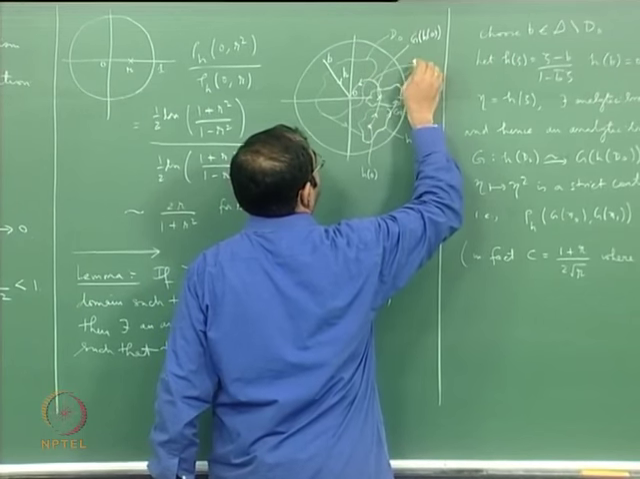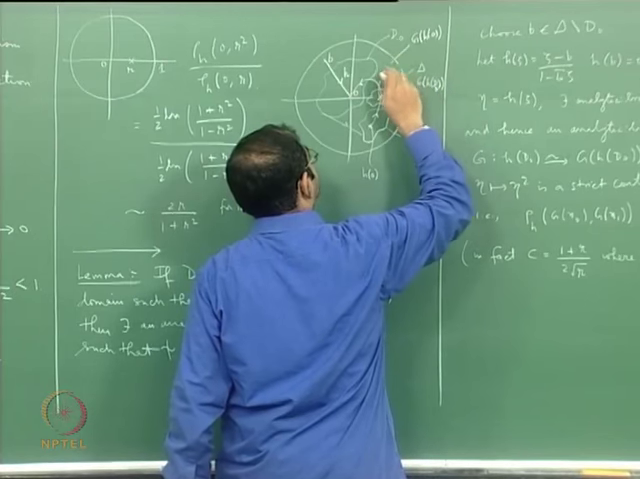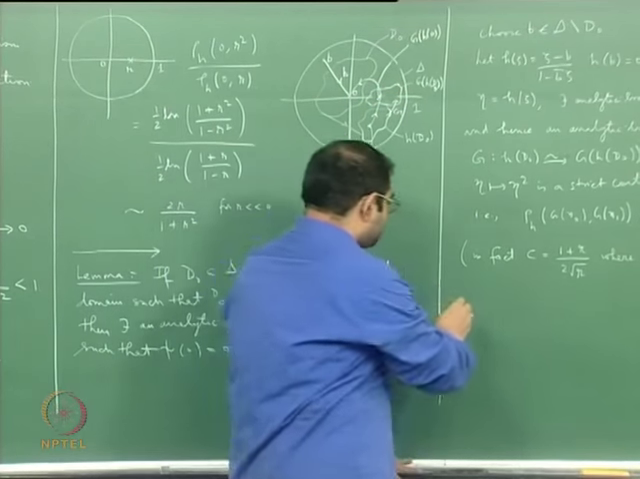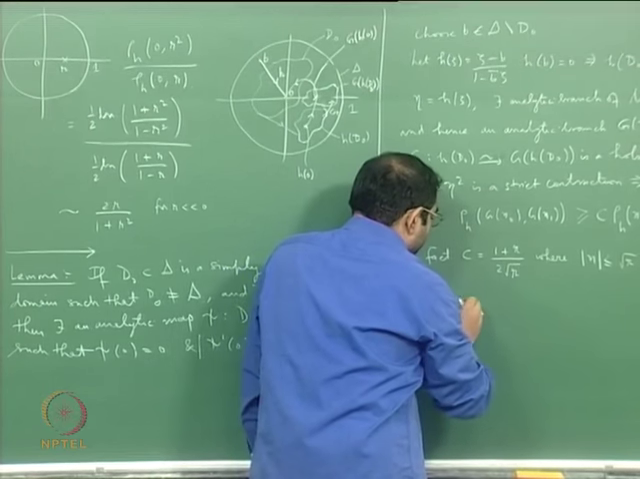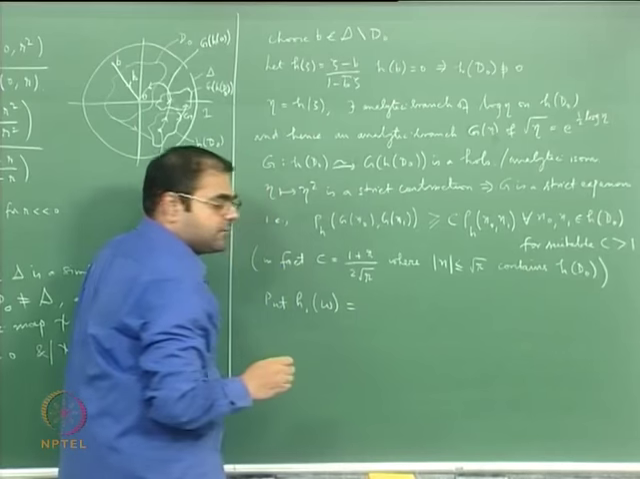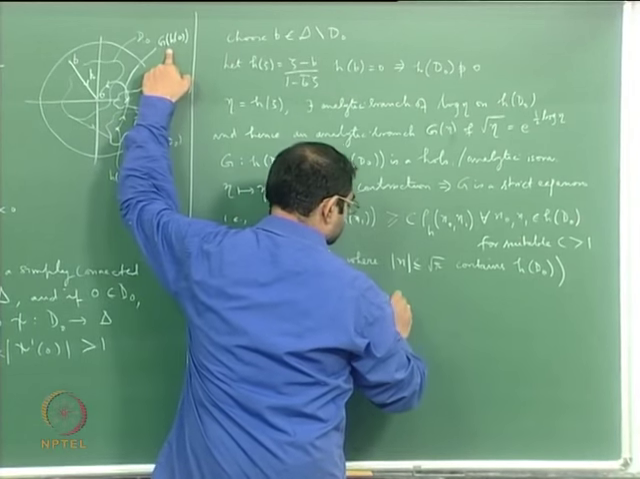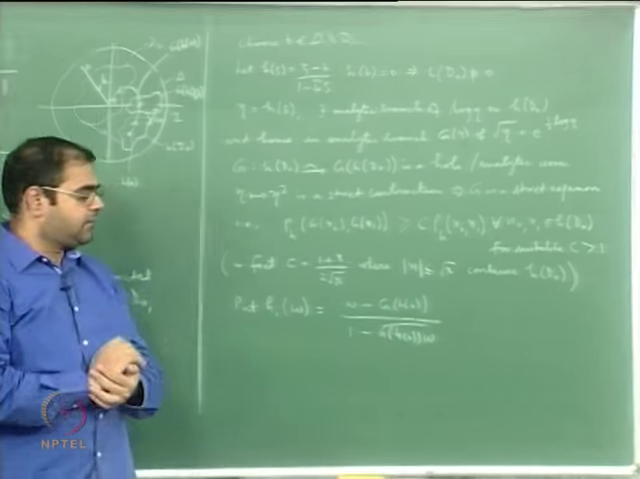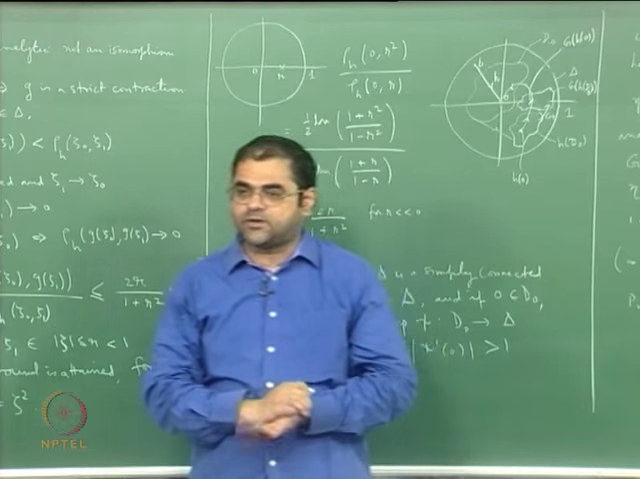Let me call that map, as I have too many arrows here, so I have used small h, let me use h1. So h1 of omega to be omega minus G h 0 by 1 minus G h 0 bar omega. I will do this. What this will do is that it is an automorphism of the unit disk that will map capital G of small h of 0 to the origin.